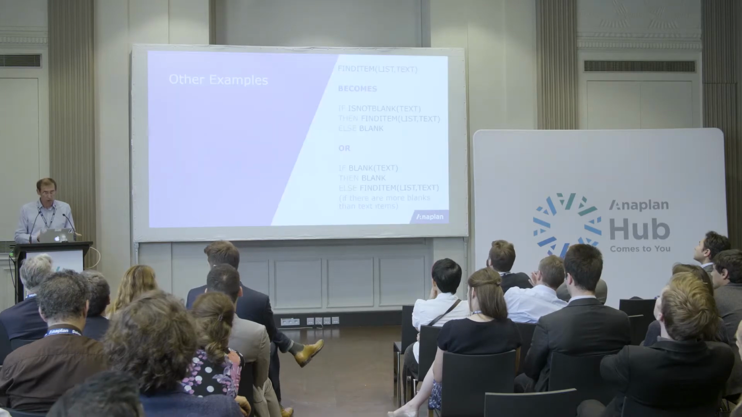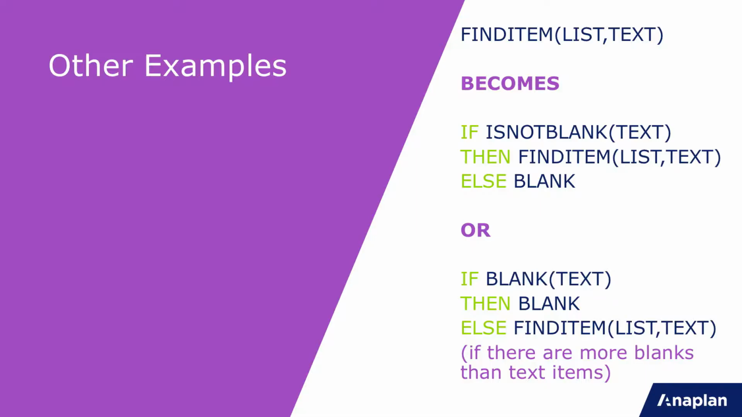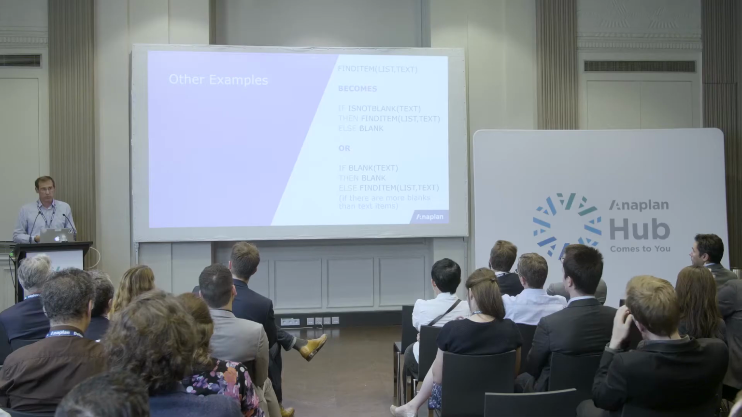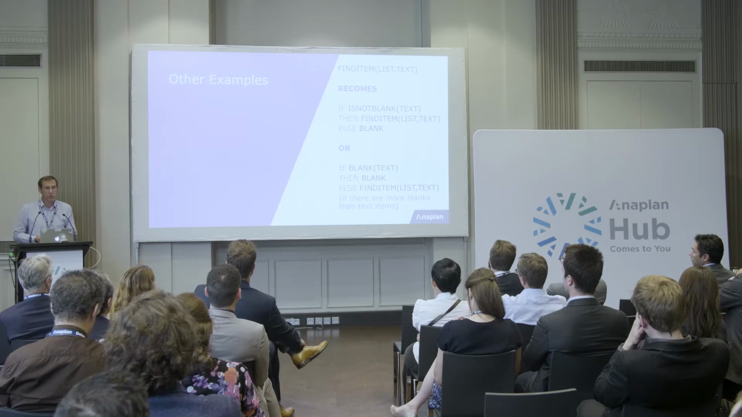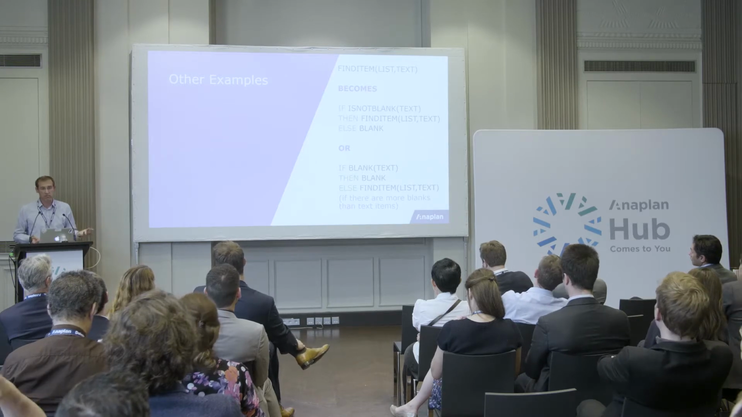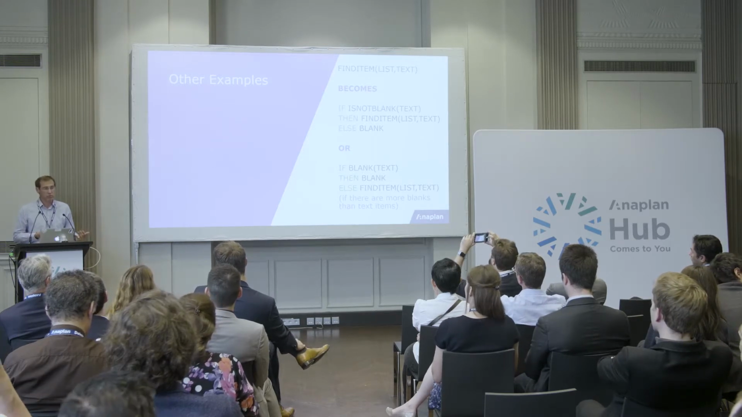But the other examples we've got, which are quite good ones, is something like find item, which is actually quite a heavy calculation. It has to traverse the whole of a list to find a text item. And we see lots of data calculations going on where actually the data it's trying to find is actually blank. So what's it going to find after it traverses this 2 million list? Nothing, because there's nothing to look for. So why look for it? Tell it if it's blank, don't do anything. And again, this makes a huge difference.